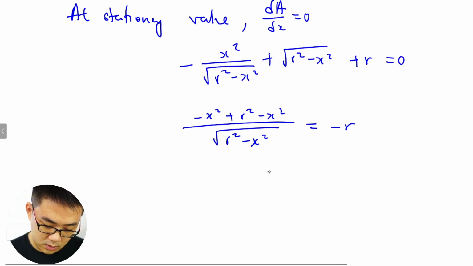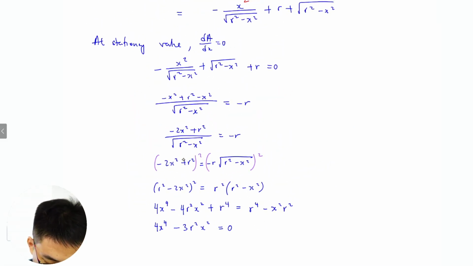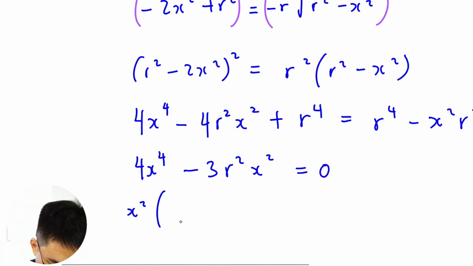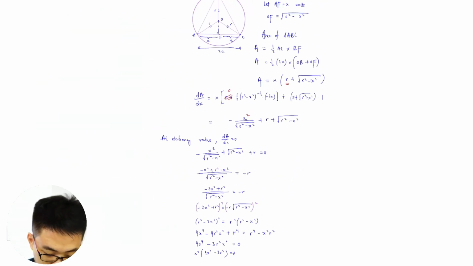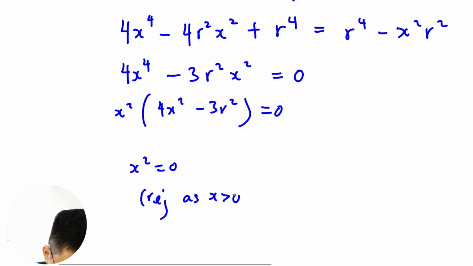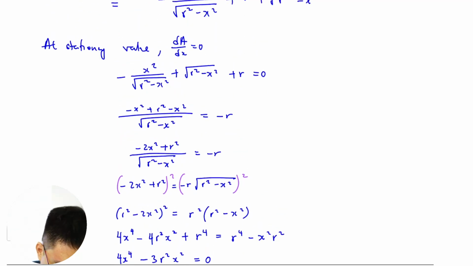This is where we just rearrange, square both sides, and then we will get this. And once we get this square, factorize it out, 4x squared plus 3r squared. So in this case, we get x squared equals 0. So of course reject, x has to be bigger than 0. That's for sure. There you go. Okay, this is it.